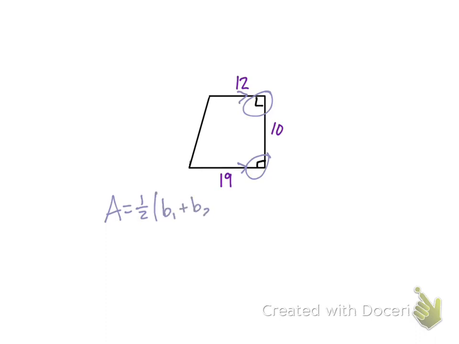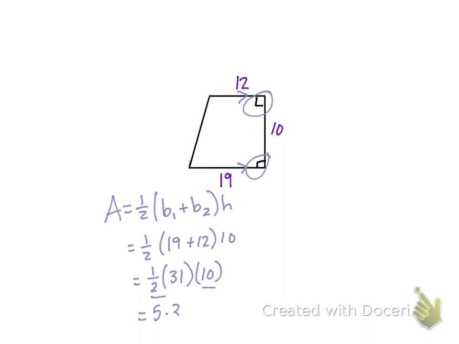Again, our formula is 1/2 times base 1 plus base 2 times the height. That's 1/2 times 19 plus 12 times 10. 19 plus 12 is 31. Times 10. I'm going to take this 1/2 times the 10 because 31 is not divisible by 2. And we end up with 5 times 31, which is 155 units squared. When you're doing your homework, don't forget to put the units squared in.